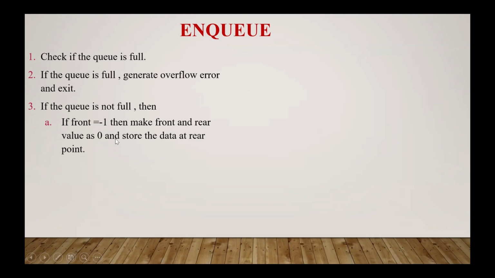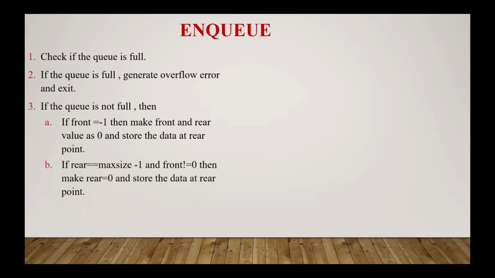The reason is that right now we are going to insert a value and store the data at rear, because rear is the point where the insertion is going to be done and deletion is going to be done from the front end. If rear equal to max size -1, it means it has reached the maximum size, but front is not equal to 0. Front is not equal to 0 means space is there. Then what happened? We have to make the rear equal to 0 and store the value at the rear pointer. Otherwise, in the simple case, we have to increase the rear value and store the element.